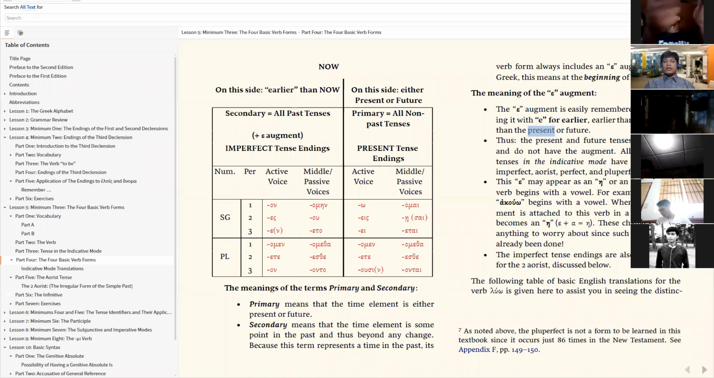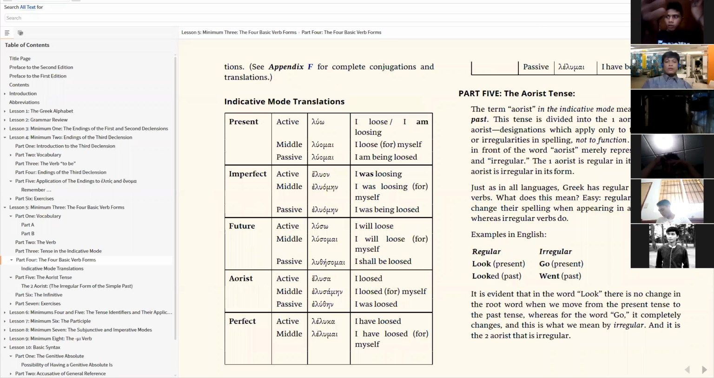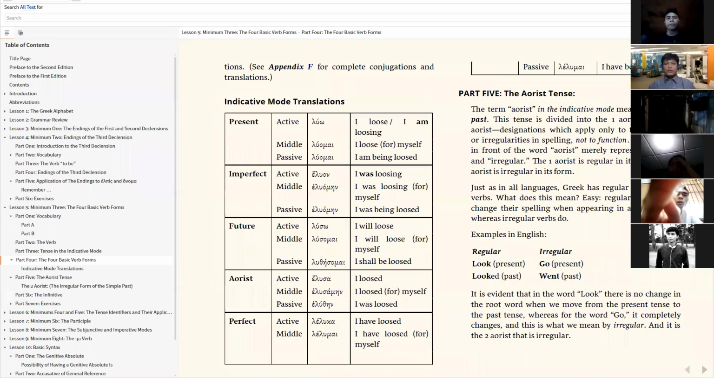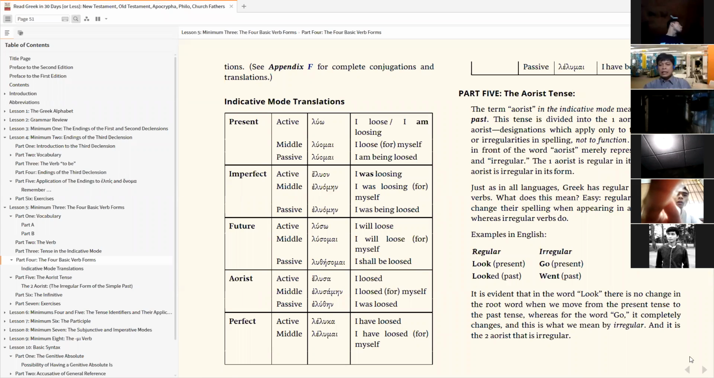Lethesomai, lethese, lethesotai. Okay, so that's the passive. For the future, you have lusomai, lusei, lusetai, lusometha, luseste, and lusontai. That's for the future. Remember that the future does not have an augment because it's in the now to the present, right? And you follow the pattern that we have right there.